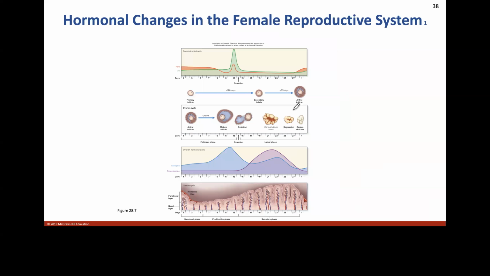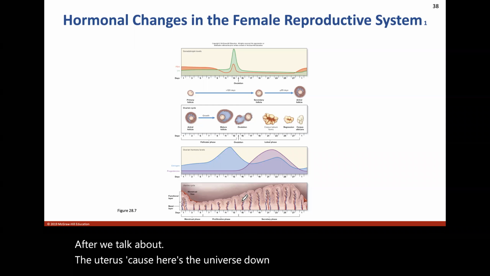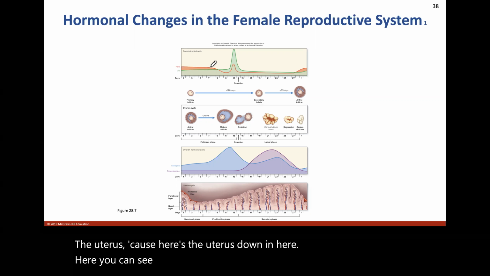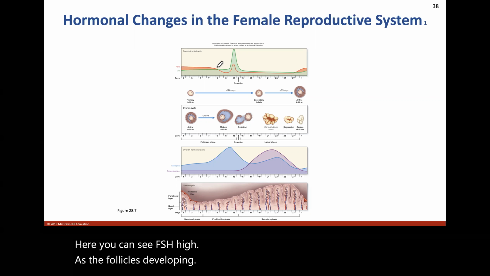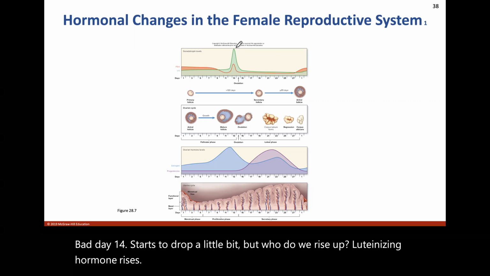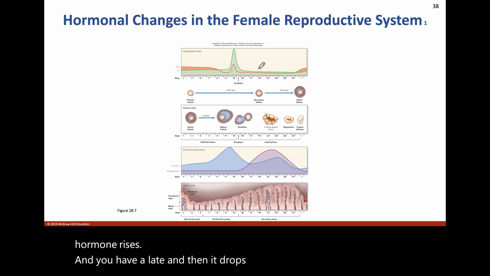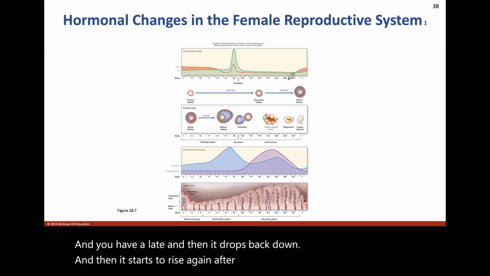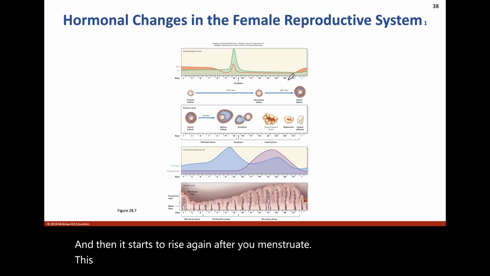As soon as we talk about the uterus, because here's the uterus down in here. Okay. You can see FSH high as the follicle is developing. About day 14, it starts to drop a little bit, but then luteinizing hormone rises, and you ovulate, and then it drops back down. And then it starts to rise again after you menstruate. This is a wonderful little picture here.